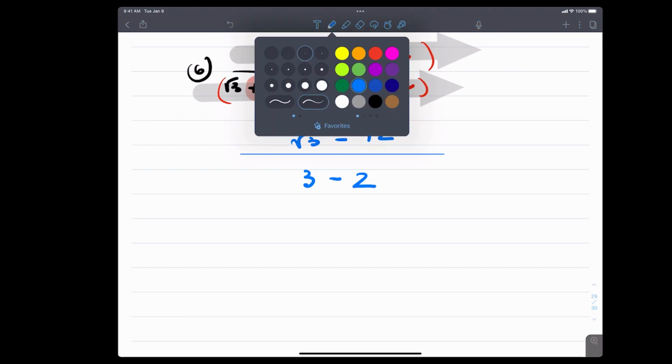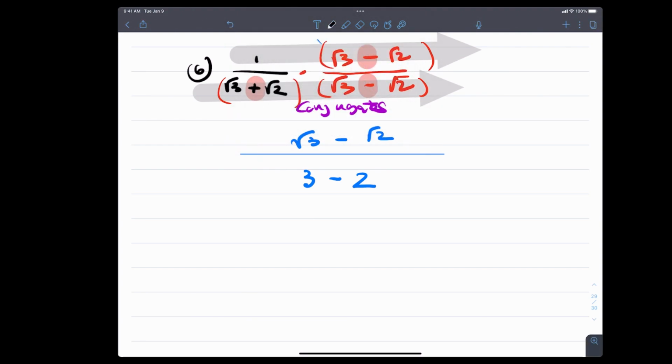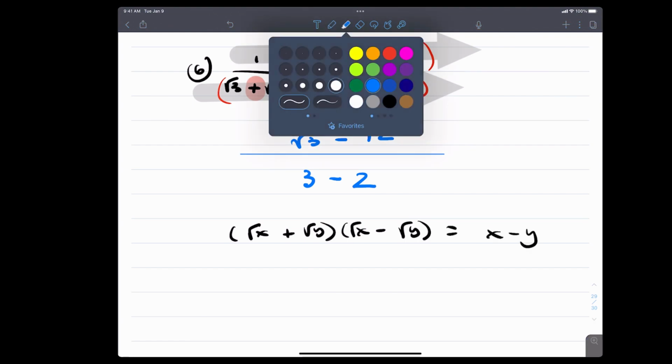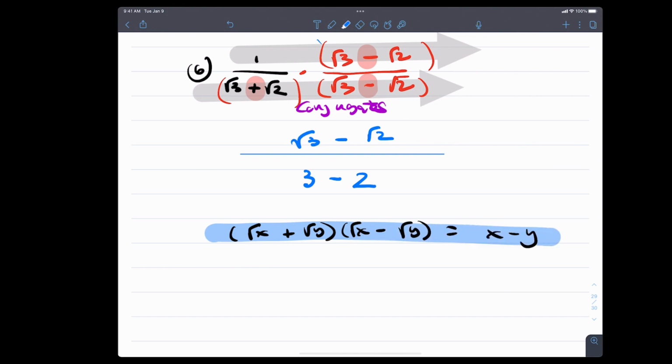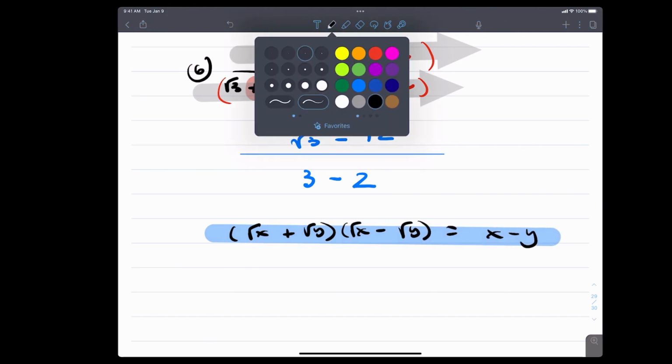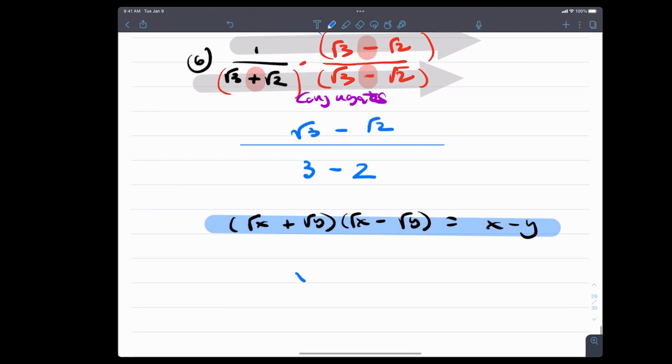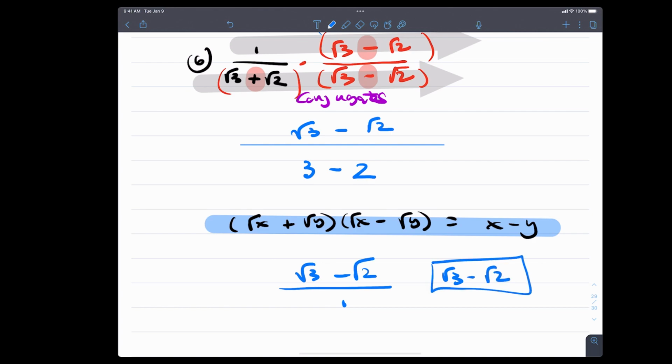So if you forgot, this is not conjugate-ish. This is directly conjugates. The square root of x plus the square root of y, square root of x minus the square root of y. What we learned last week is x minus y. So make sure, ladies and gentlemen, you do that homework in a timely manner. Because now this is the square root of 3 minus 2 over 1. And anything divided by 1 is what? Itself. So anything divided by 1 is itself. Here you go.